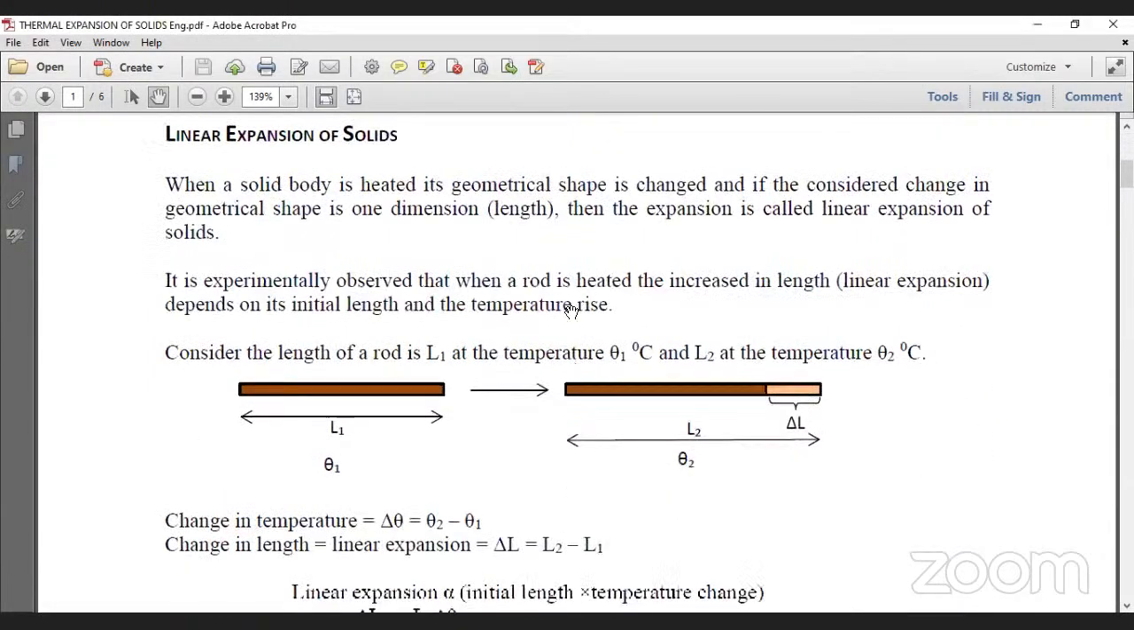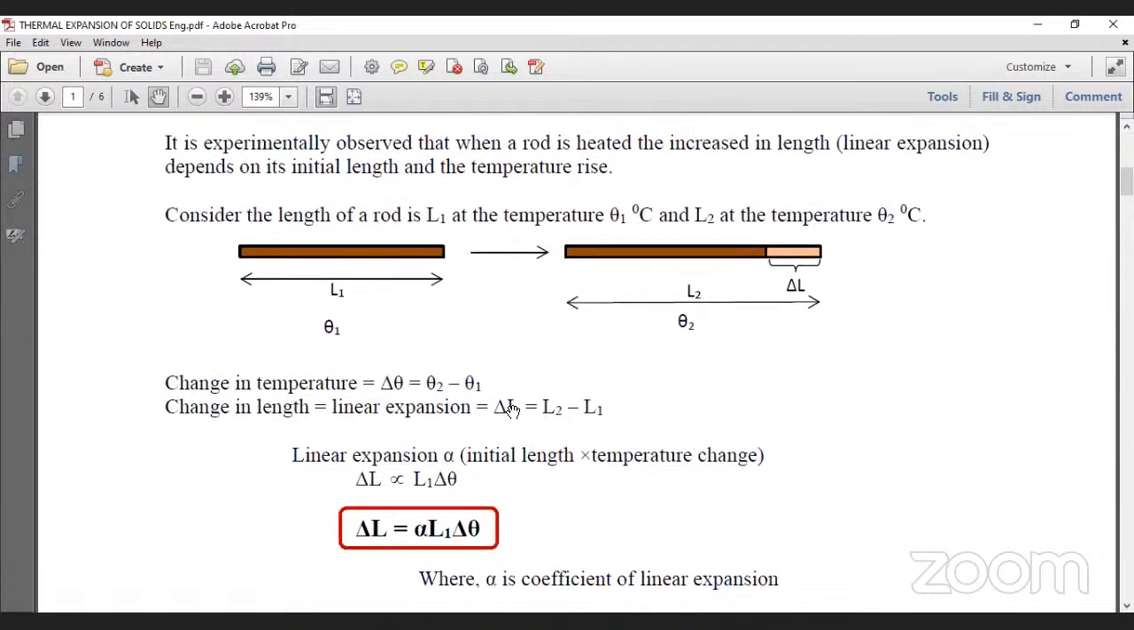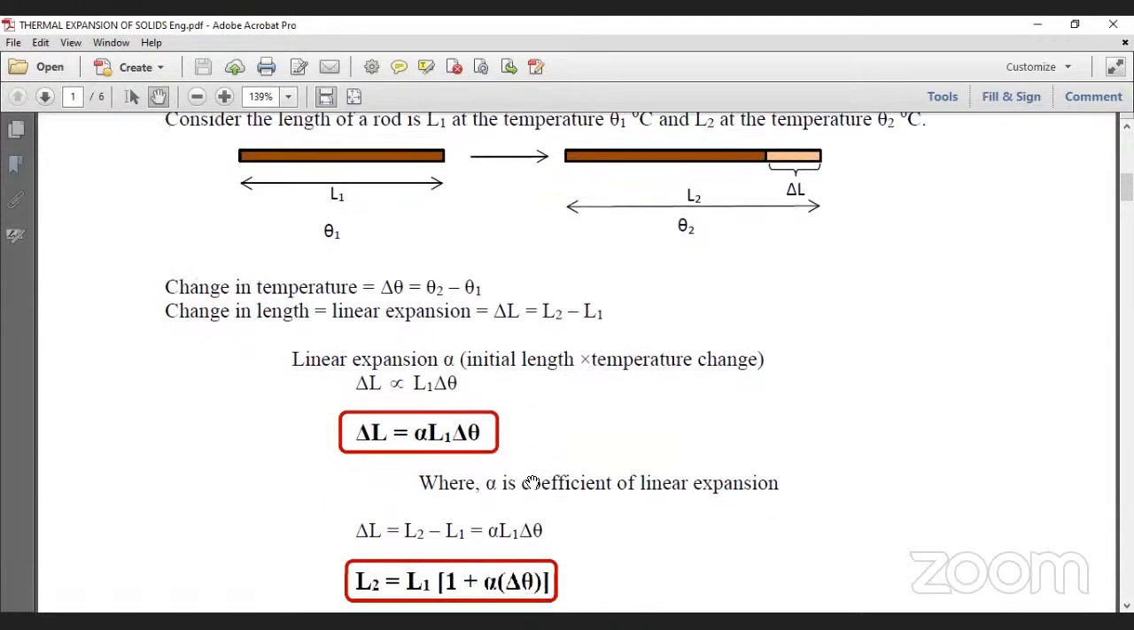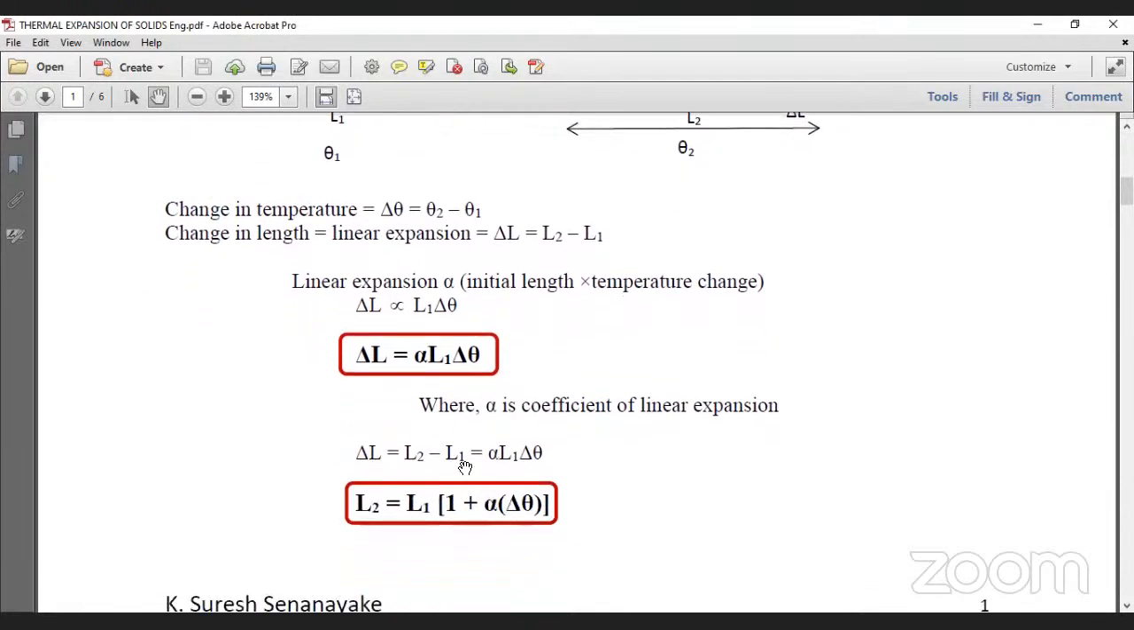In the linear expansion of solids, we consider only the length increase. Here you can see that when you give heat, the temperature increases from theta1 to theta2, so the length increases from L1 to L2. The increased amount of length is delta L. That is proportional to the initial length and the temperature change, right? The proportionality constant is alpha, the coefficient of linear expansion. So delta L equals alpha L1 delta theta.